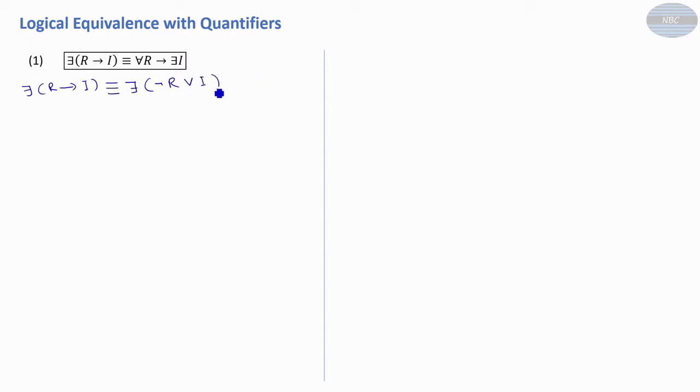This is the formula that we have: A conditional B is equivalent to not A or B. So this formula is used here, not P or Q. Now this is equivalent to, let us open the bracket here, because there is an OR operation and there is an existential quantifier here.